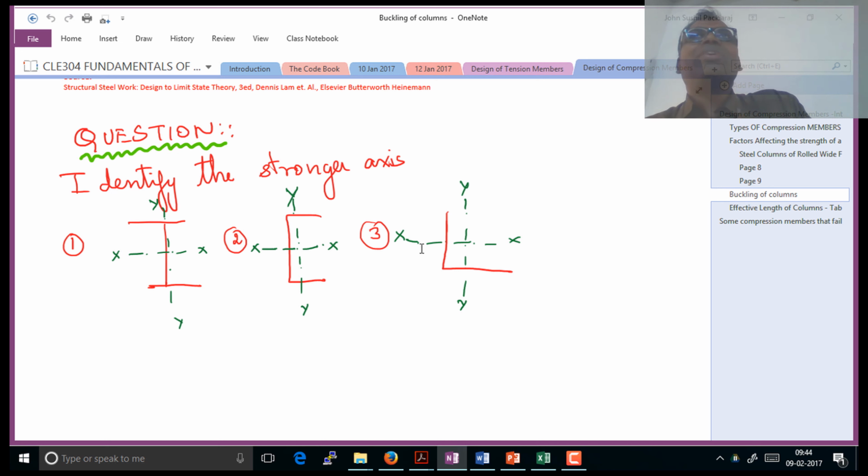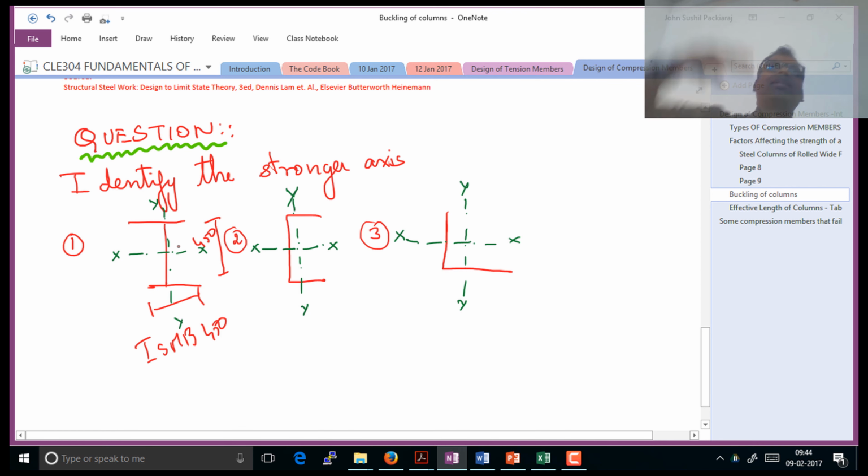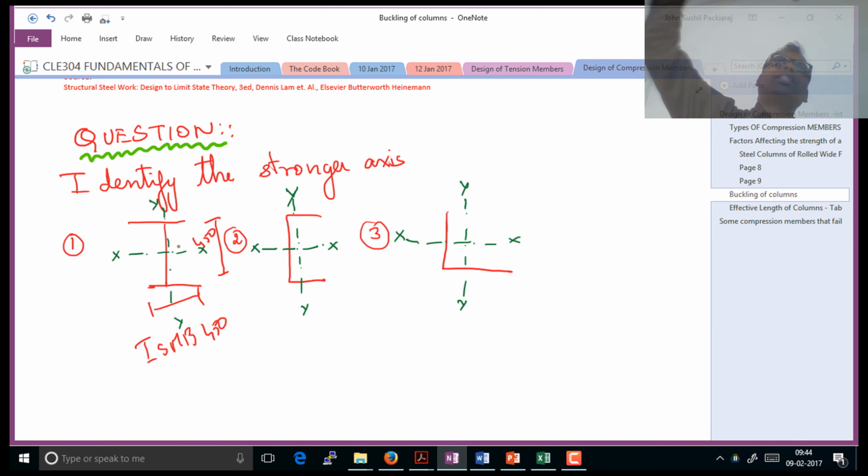Okay. If you are having an SP 6 table, you will find that suppose I am taking ISMB 450. Typically, this depth will be much larger than this width. Again, this causes material to be dispersed much beyond the CG of the system. That makes Ixx the stronger axis.